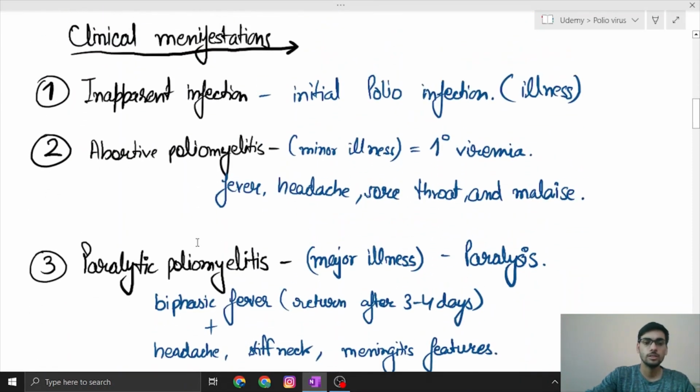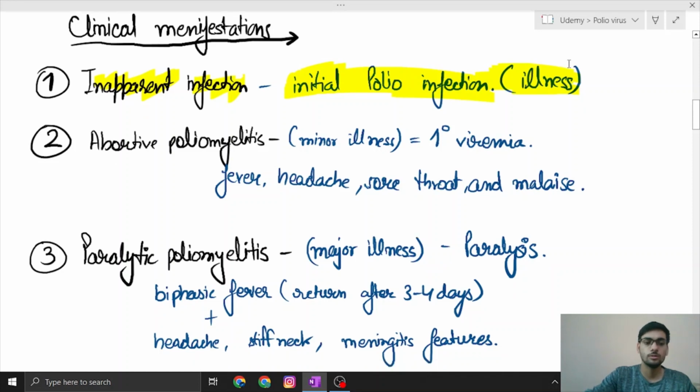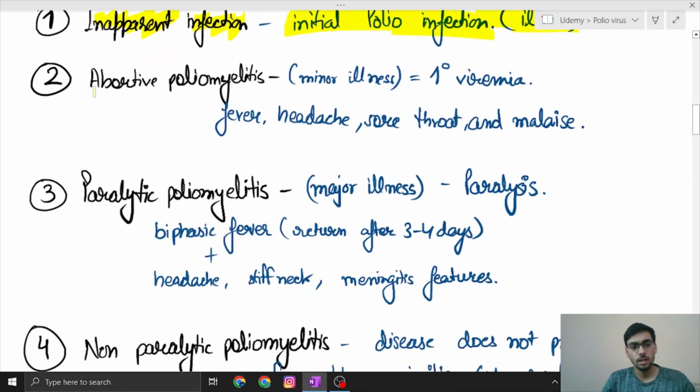And if you talk about its clinical manifestation, then it can manifest in four forms. Okay, first is inapparent infection. This inapparent infection is basically the initial polio infection. It happens when initially virus multiplication is seen inside the body and basically causes a small fever. Okay, and then comes abortive poliomyelitis. Okay, it is a minor illness.